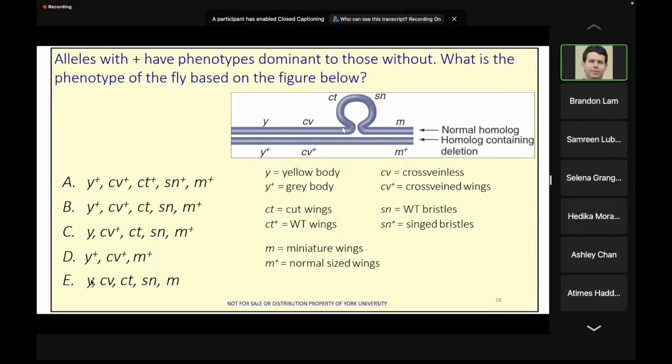CT and SN are hemizygous. Hemizygous means that there's only the one copy. There's no identical locus on the other homologous chromosome. So that site is unique. It's hemizygous.